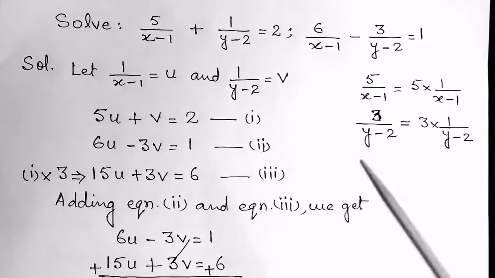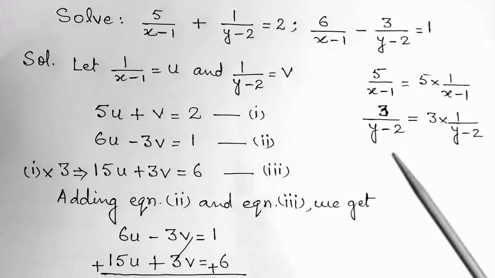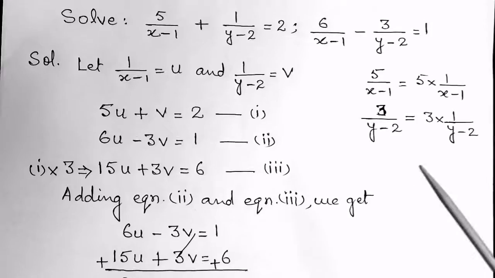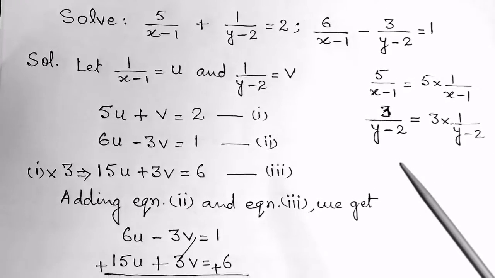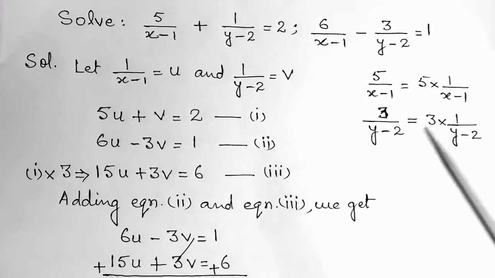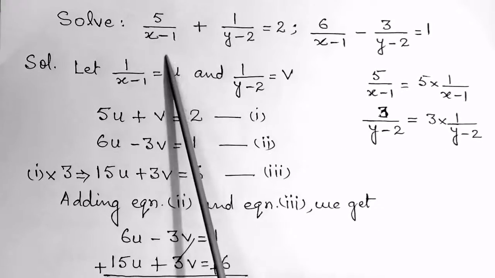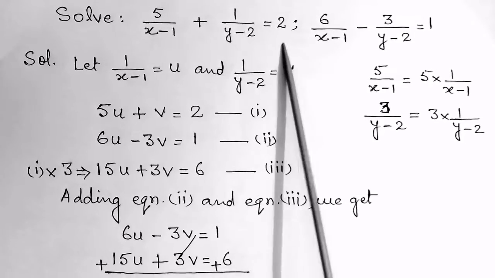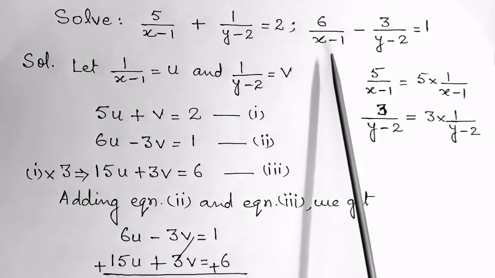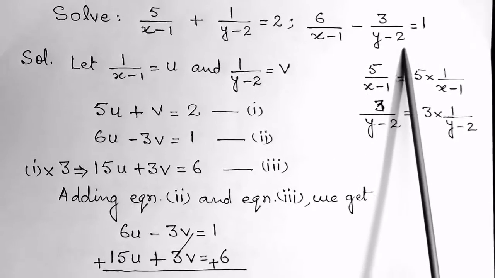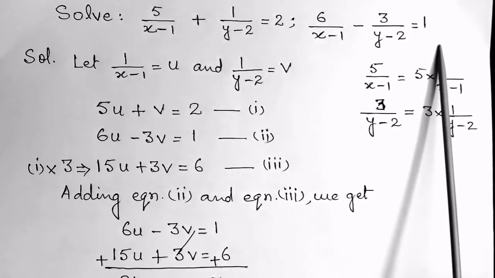I continue with the questions which we were discussing in the previous video, that is to solve equations reducible to a pair of linear equations in two variables. So the first question is: solve 5 upon x minus 1 plus 1 upon y minus 2 is equal to 2. And the second equation is 6 upon x minus 1 minus 3 over y minus 2 is equal to 1.